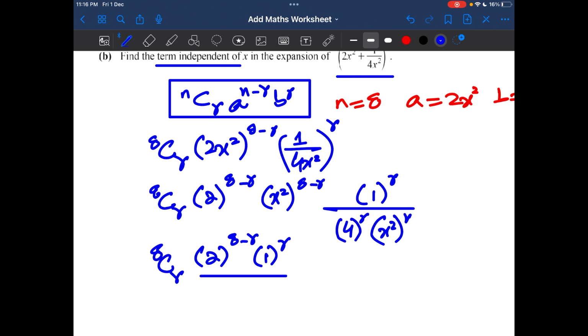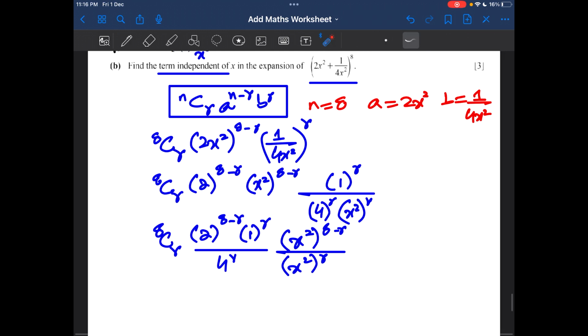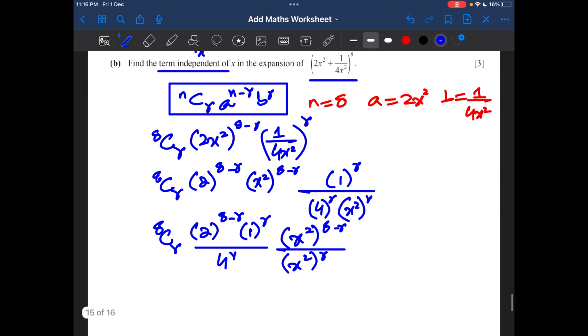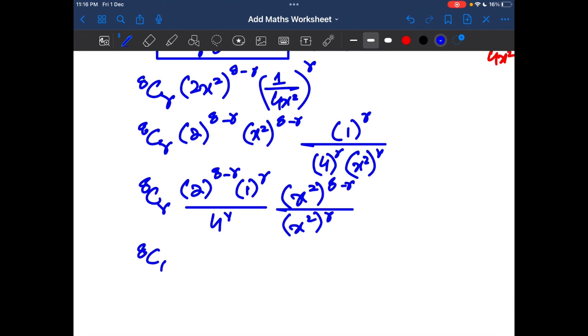I got 4 power r in the denominator, right? So I put it over here. I got x power 2 into 8 minus r in the numerator. I got x square power r over here. So I just got the arrangement over here. I got all the non-x terms over here and all the x terms over here. I'm going to write 8CR 2 power 8 minus r 1 power r as it is upon 4 power r. I'm going to write it like this. Same thing.